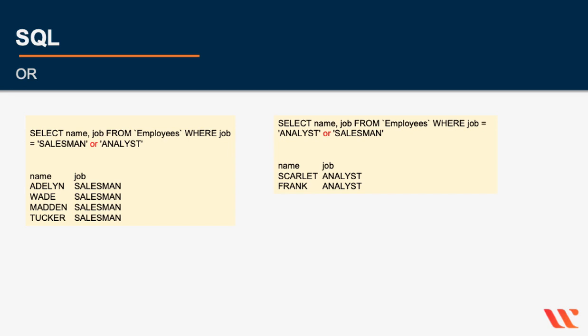And if you do another query where you say SELECT name, job FROM employees WHERE job equals analyst OR salesman, so in this case we swapped analyst and salesman, then that's going to return only two records, where you get Scarlett, analyst, and Frank, analyst. So this is kind of a tricky thing which can be prone to errors. You want to be careful, because the order actually matters and the database system doesn't care to check the second part of the clause.